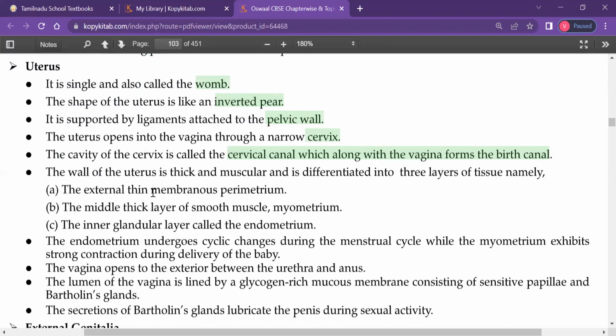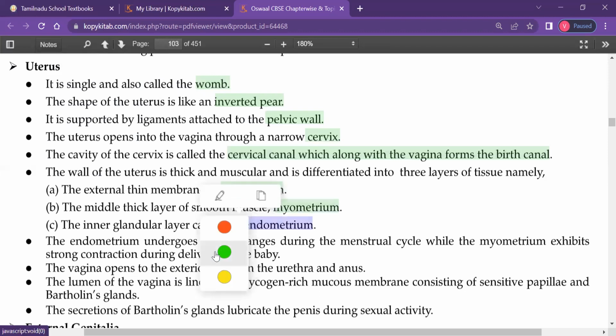External thin membranous perimetrium, the middle thick layer known as myometrium, and the inner glandular layer called endometrium.